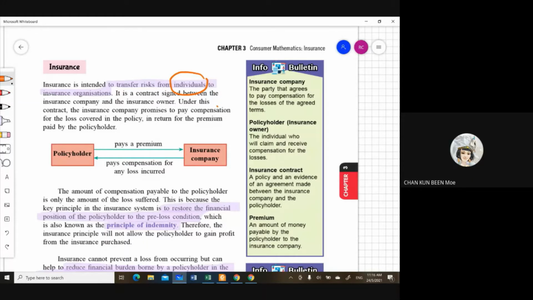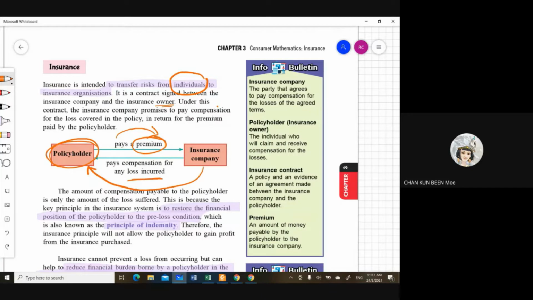Okay, so you need to know the specific terms used between us and the insurance organization. It is a contract signed between the insurance company and the insurance owner, that is us. Under this contract, the insurance company promises to pay compensation for the loss covered in the policy in return for the premium paid by the policy holder. So the policy holder is us, the individuals, and the payment we make to the insurance company, we call it premium. If there is any loss, the insurance company is going to pay the compensation for the loss incurred.